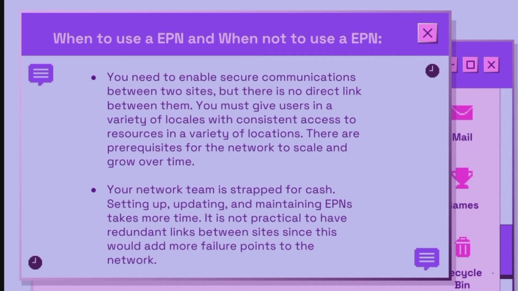When to use an EPN: you need to enable secure communication between two sites, but there is no direct link between them. You must give users in a variety of locales consistent access to resources in a variety of locations. There is a need for the network to scale and grow over time.